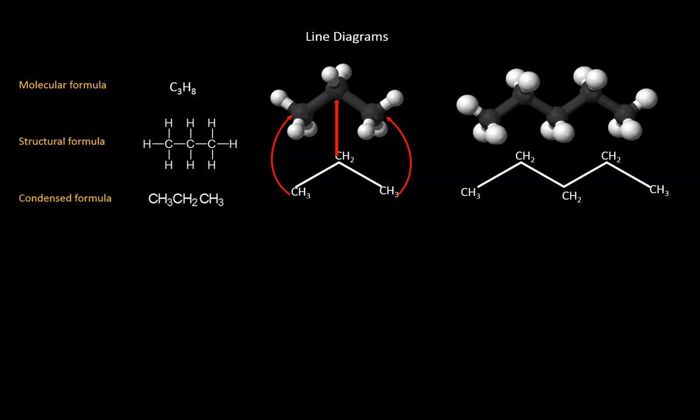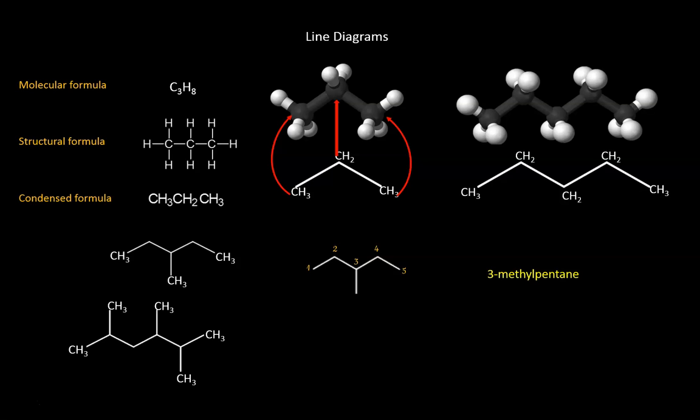Here is pentane. Here is pentane with a methyl group, and here it is without the terminal carbons, and this is the version you need to get used to. If we number the carbons and note the methyl group on carbon 3, we get 3-methylpentane. Let's look at this one with terminal carbons and without them.